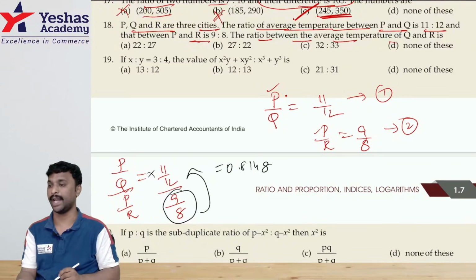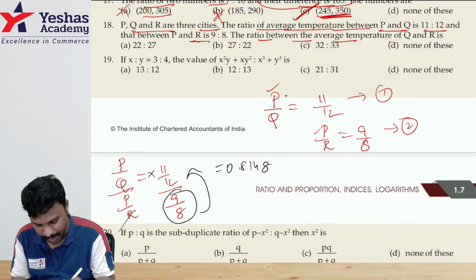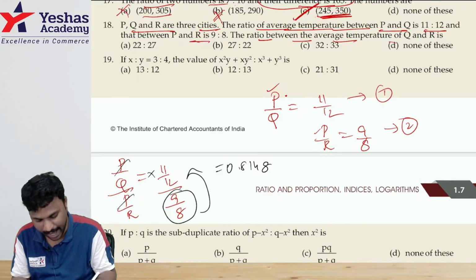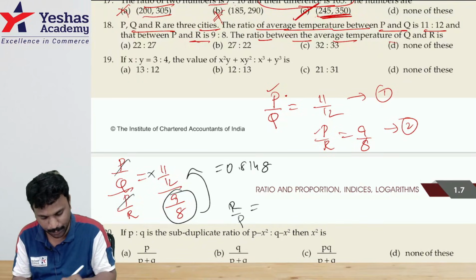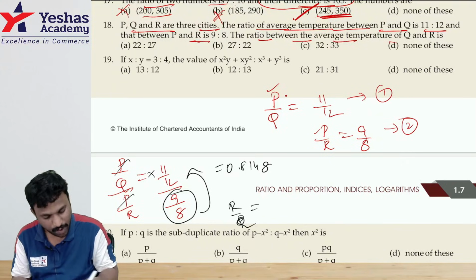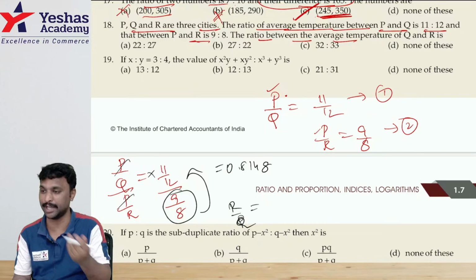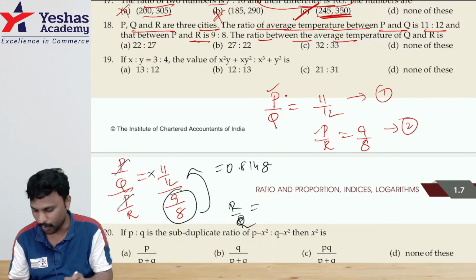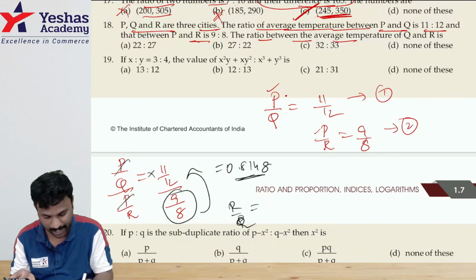0.8148. So P and P cancel, and what do you get? R by P. Guys, R by P is 0.8148. What you want is, sorry, R by Q, I'm sorry. What you want is the Q and R ratio. That means Q by R you want. What do you do? Take the reciprocal of this value.